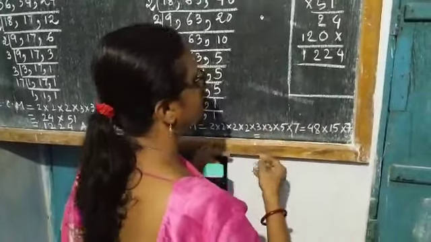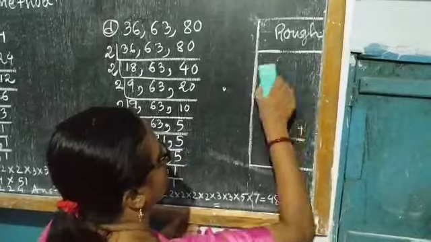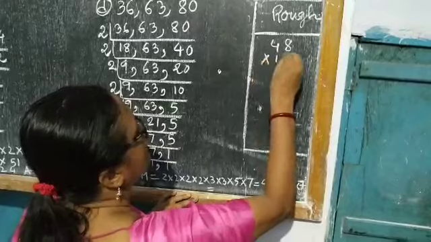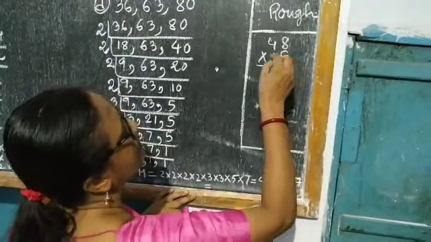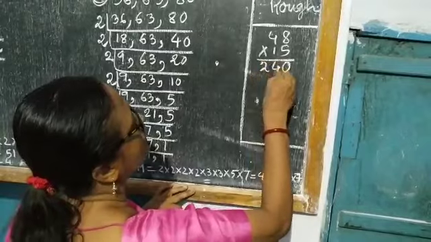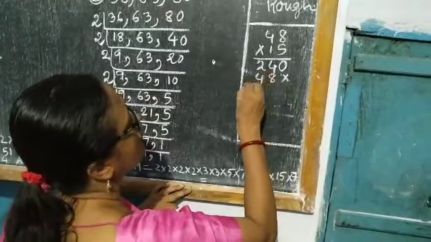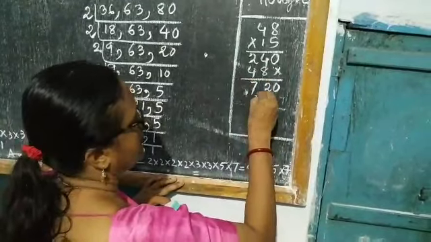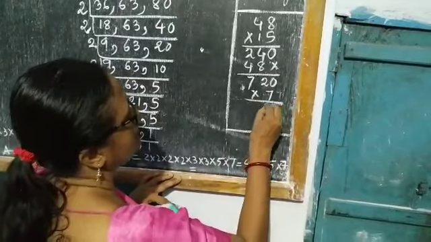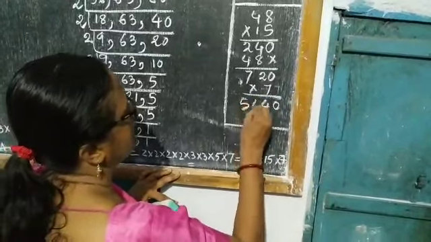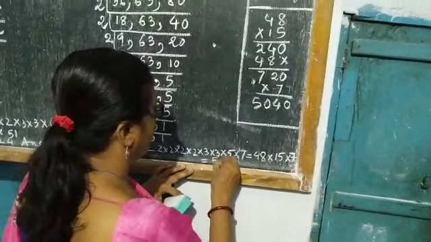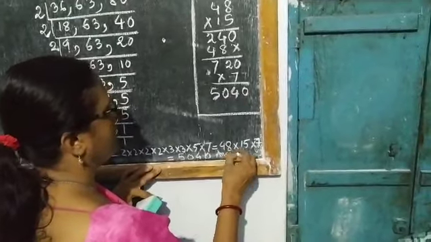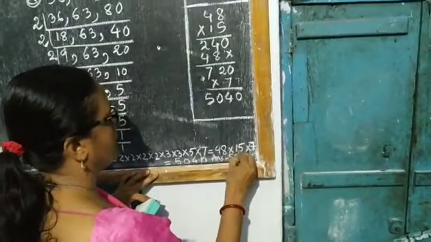So multiply it. 48 into 15: 8 5's are 40, carrying 4, 5 4's are 20, plus 4, 24. Cross 1, 8's are 8, 1 4's are 4, 0. 8 plus 4 is 12, 4, 5, 6, 7. Again multiply it by 7. 7 zeros are 0, 7 2's are 14, 7 7's are 49, 50. So 5040. So the answer is 5040.